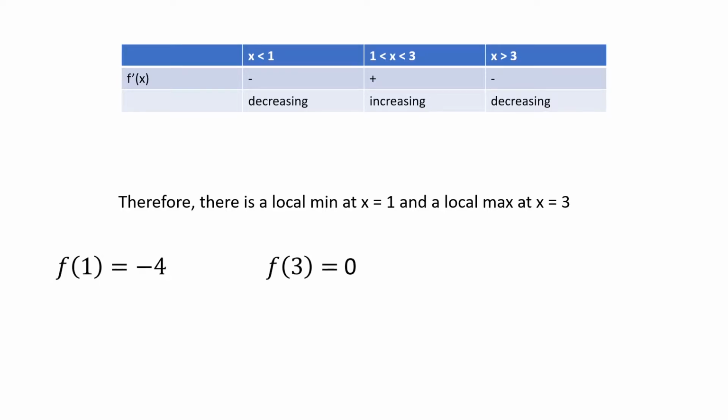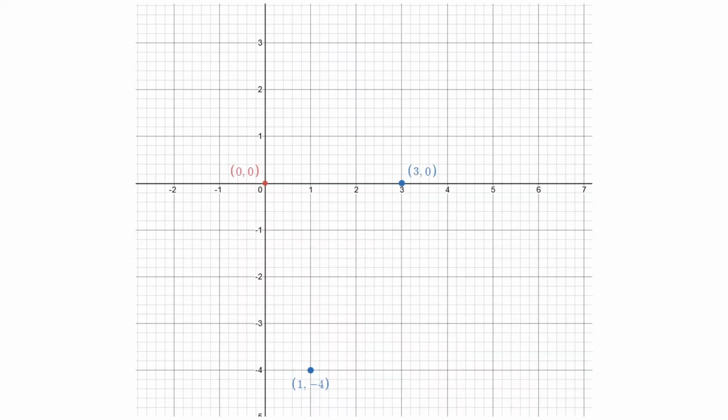Furthermore, we can use these points and substitute into the original function to get the actual points. When x is equal to 1, the point would be (1, -4), and when x is equal to 3, the max would be at 0. We can then plot this on the graph. You can see here that we not only have our x and y intercepts, but also the local max and min. The max, coincidentally, is the same as the x-intercept at (3, 0), and the min is at (1, -4).